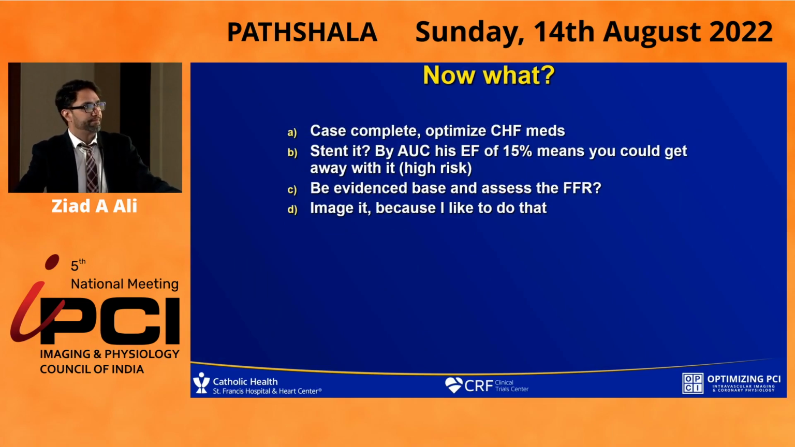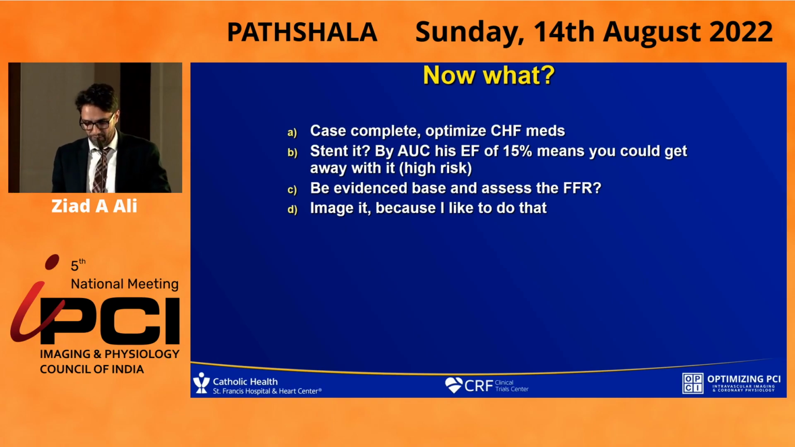So what do I do? Case is done. It's a moderate lesion in the LAD, optimize heart failure meds. Now, technically, if I want to, I can just stick a stent in it, because according to the appropriate use criteria, in a patient with an EF of less than 30% with even a moderate lesion, I can stent it. Or maybe I should be evidence-based and assess the FFR, or maybe I should image it because I like to image it, and I'm a believer in the plaque. So those are my options, right?